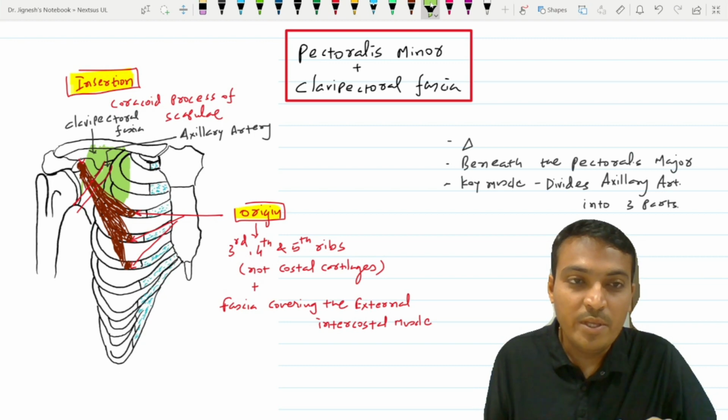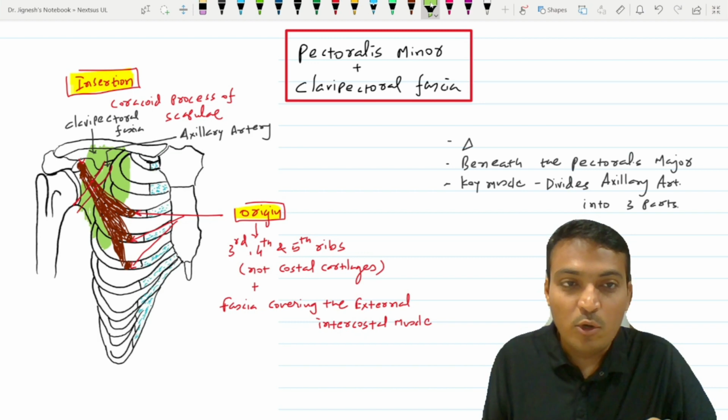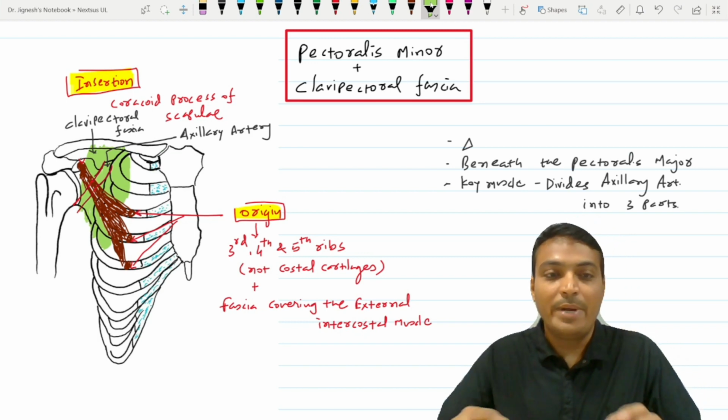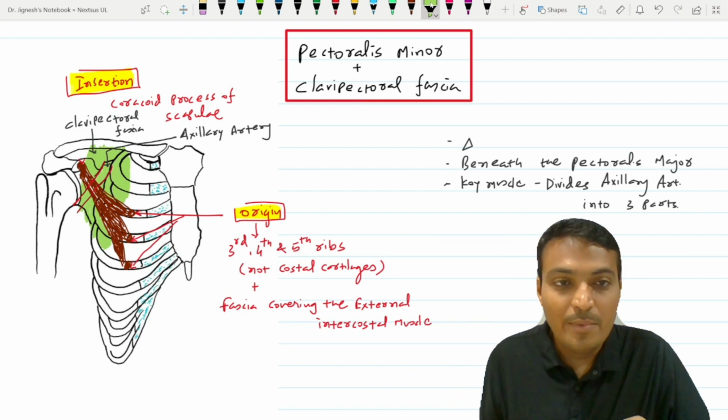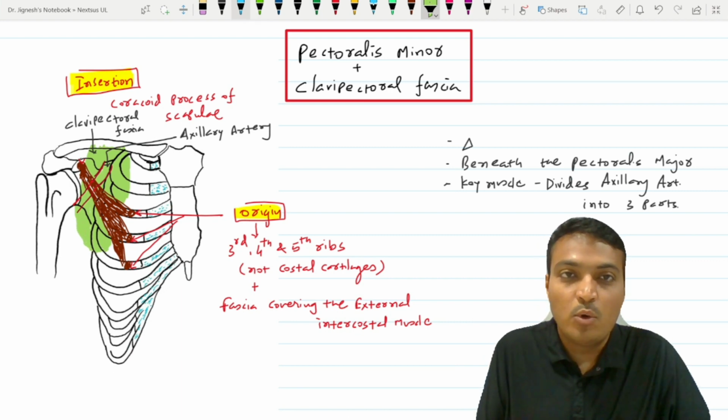The lower border of the pectoralis minor muscle gives attachment to the suspensory ligament of the axilla, which is nothing but the continuation of the clavipectoral fascia after enclosing the pectoralis minor muscle from both sides. This suspensory ligament of the axilla is going to continue with the axillary fascia, and this axillary fascia is the continuation of the pectoral fascia.